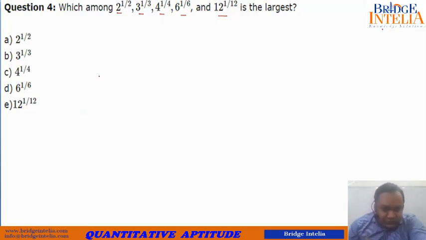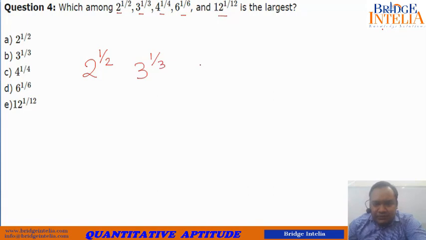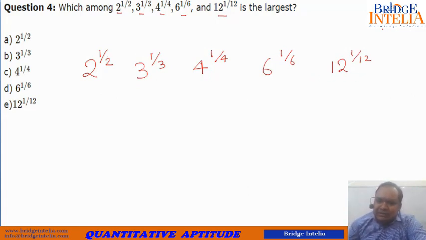Let's first jot down these numbers. The numbers are 2 raised to the power 1/2, 3 raised to the power 1/3, 4 raised to the power 1/4, 6 raised to the power 1/6, and 12 raised to the power 1/12. Now the problem is that the base is not the same, neither is the power the same.